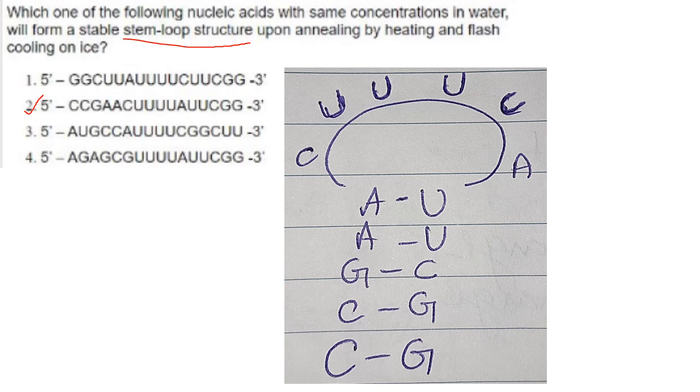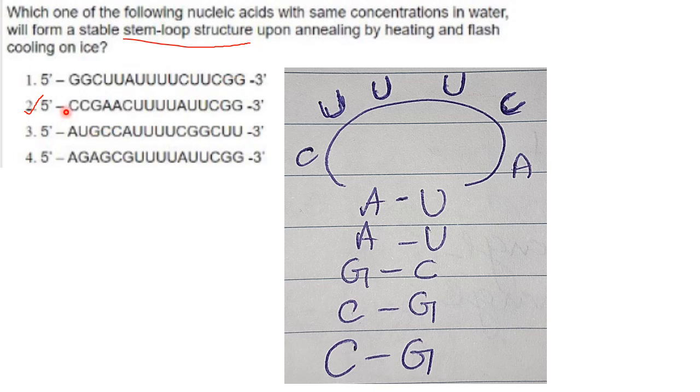Then, which one of the following nucleic acids with the same concentration in water will form a stable stem loop structure upon annealing by heating and flash cooling on ice? You have to see out of these which one will form complementary base pairing with each other. G doesn't pair with G, so in the first case it cannot form a stem loop structure.